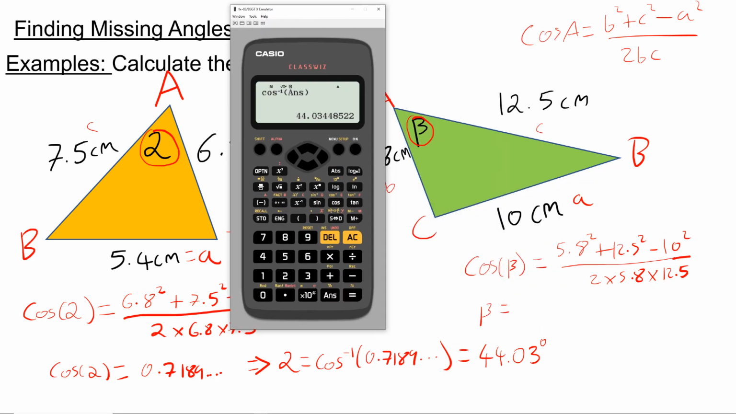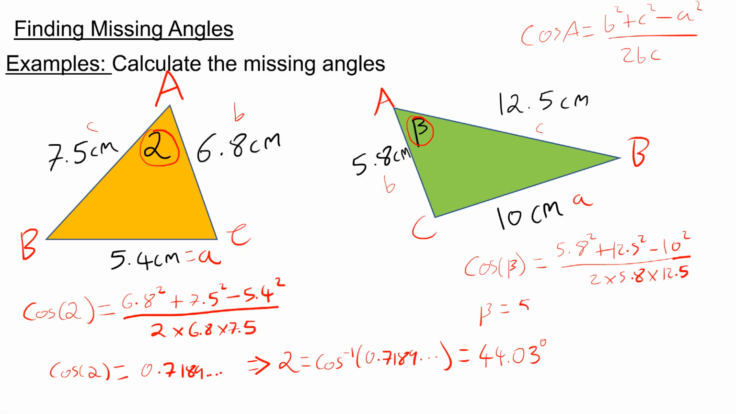So we should have 5.8 squared plus 12.5 squared, take away 10 squared, over 2 times 5.8 times 12.5. That's cos beta, and to get beta I need to do inverse cos of that, which gives me 51.69 degrees.